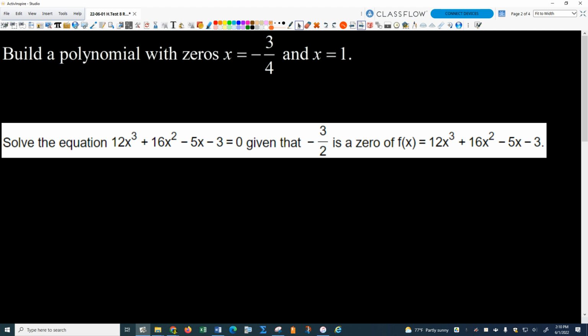Just to build up to that, let's do a little warm-up problem. What if I said build a polynomial with zeros x equals negative 3/4 and x equals 1? What's the factor that's going to go with this zero? If x equals 1 is a zero, what's the factor that goes with that? X minus 1. Good, right? Make sense? Okay, so what about this one then? If x equals negative 3/4 is a zero, what's the factor?